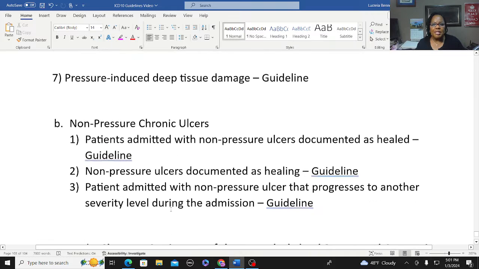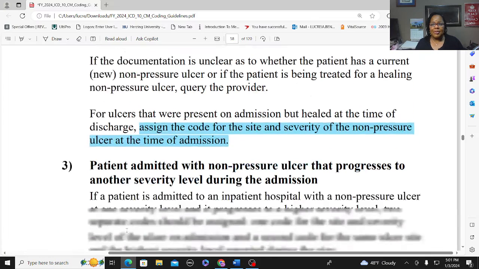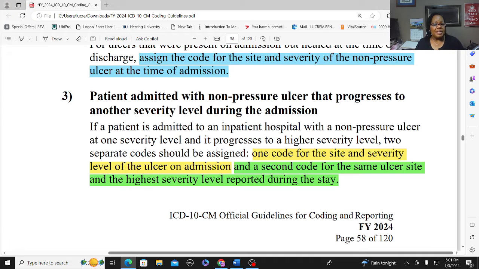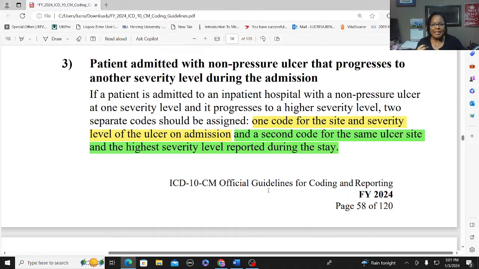And 3, patient admitted with a non-pressure ulcer that progresses to another severity level during the admission. If a patient is admitted to an inpatient hospital with a non-pressure ulcer at one severity level and it progresses to a higher severity level, 2 separate codes should be assigned. One code for the site and severity level of the ulcer on admission, and a second code for the same ulcer site and the highest severity level reported during the stay.